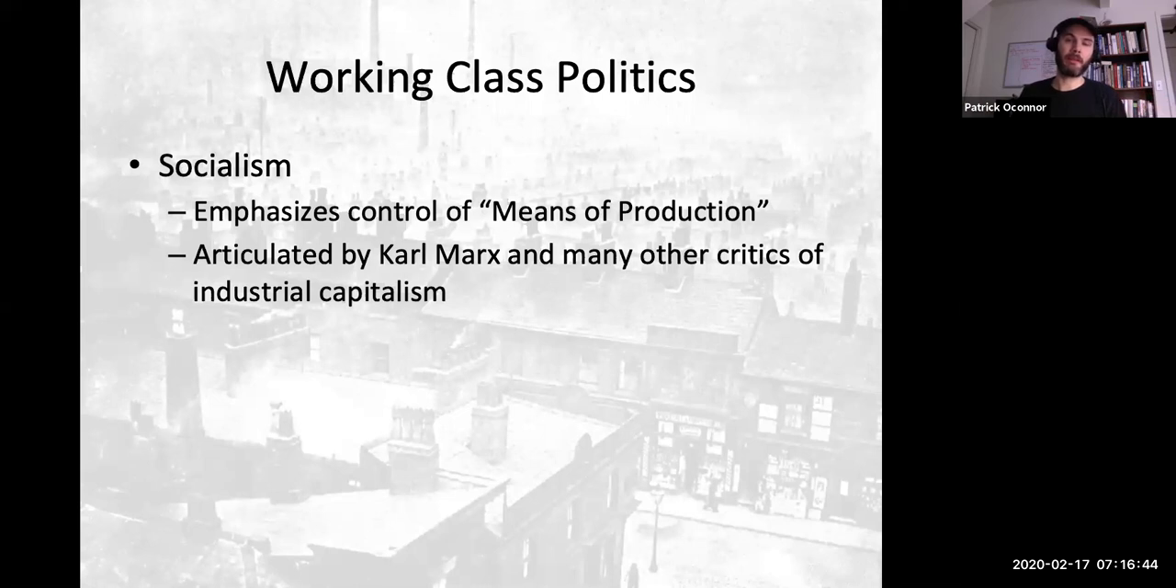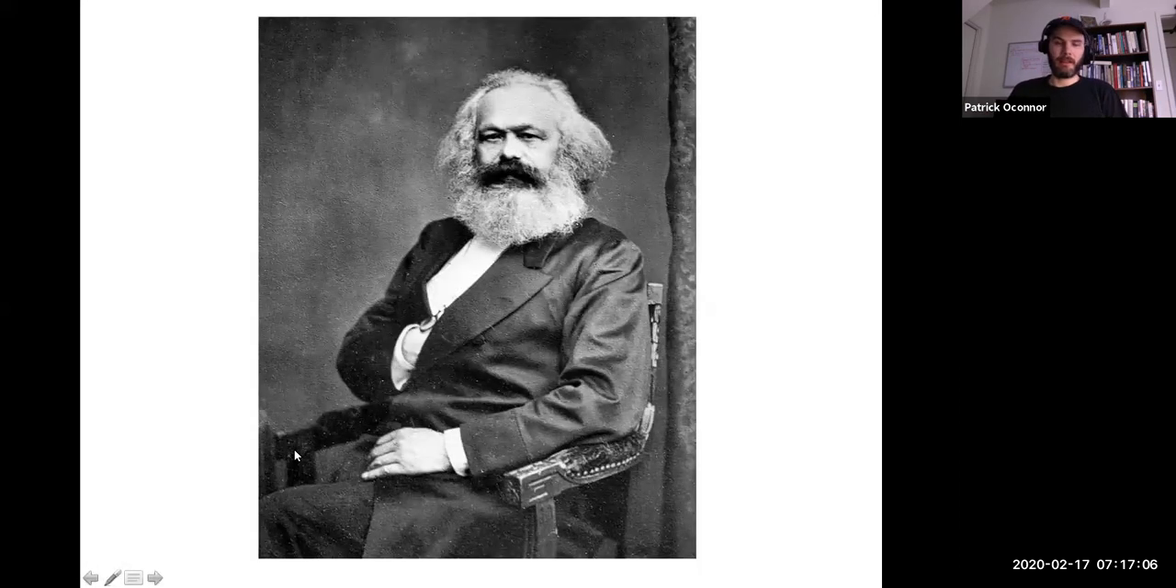Under liberal capitalism, right, under the industrial regime that controls England at this period, there's only a few people who control the means of production. They're very powerful, they're very wealthy, and they're able to concentrate power into a relatively small number of hands. Okay. In the middle of the 19th century, the most persistent, the most prolific voice of socialist politics was Karl Marx. Marx was a German economist. He was a philosopher. He was a historian.